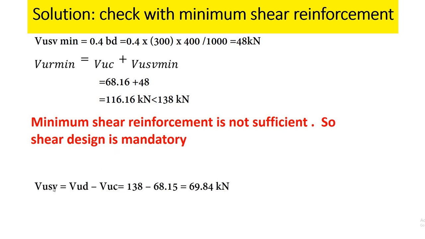So what will we do in this case? The applied shear is equal to 138. And the shear resistance provided by concrete is 68.15. So 138 minus 68.15 is equal to 69.84. And for this particular force, we have to do the shear design, right?